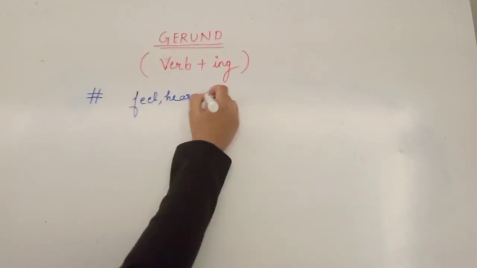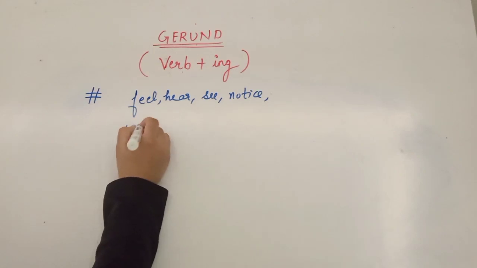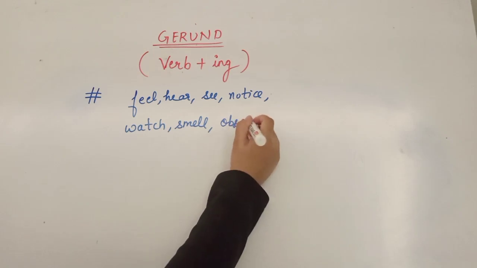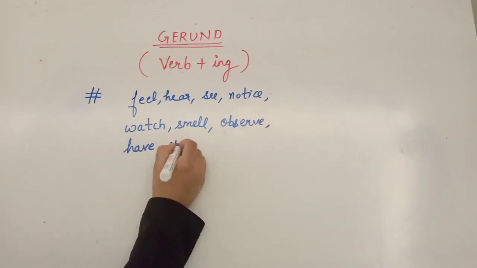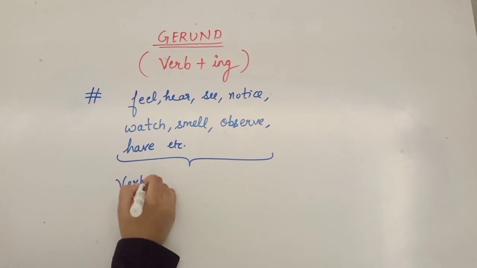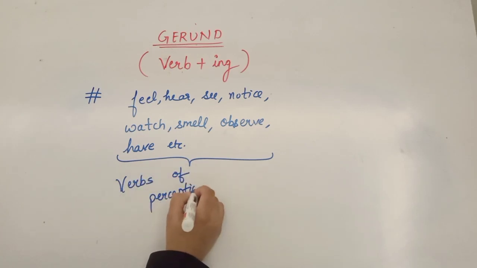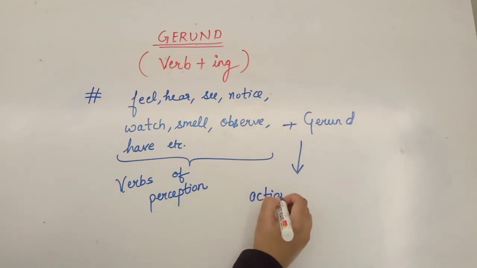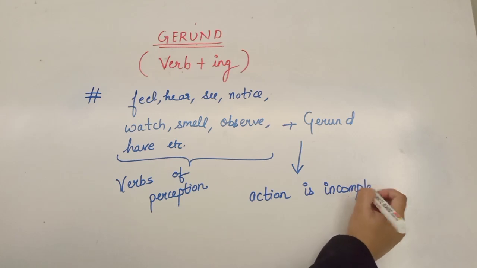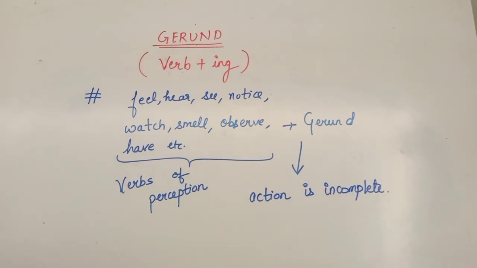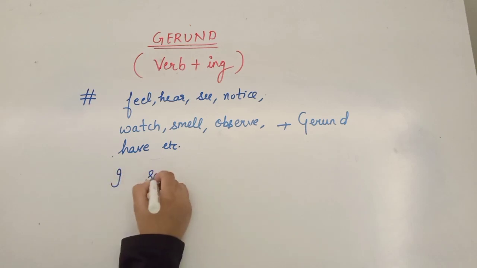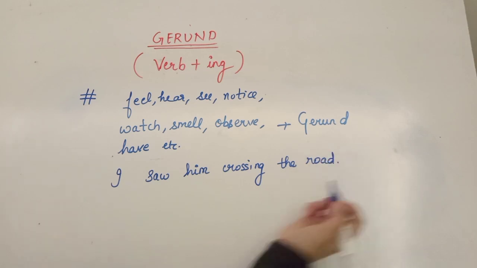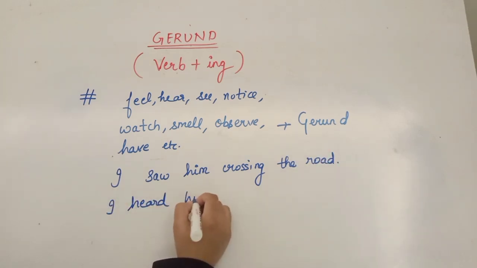Next is when we use verbs like feel, hear, see, notice, watch, smell, observe, etc. Means all those verbs of perception, or all those verbs we do with our five senses. With these verbs of perception, when we use gerund, it means the action is incomplete. It is not completed yet. For example, I saw him crossing the road. Or, I heard him singing.